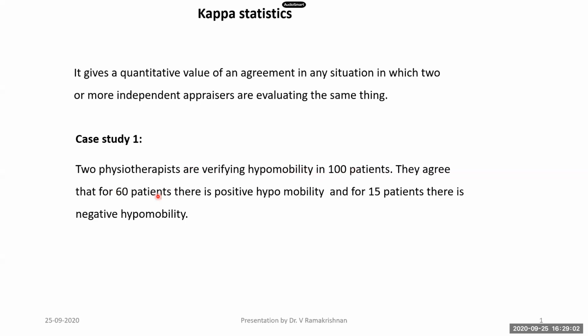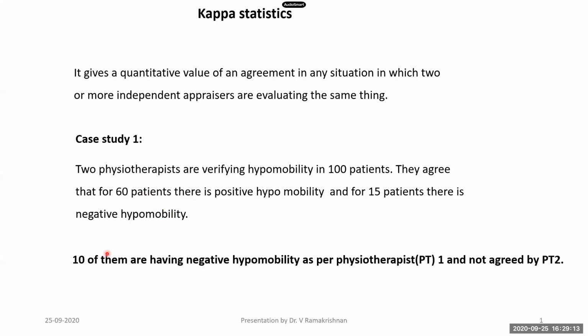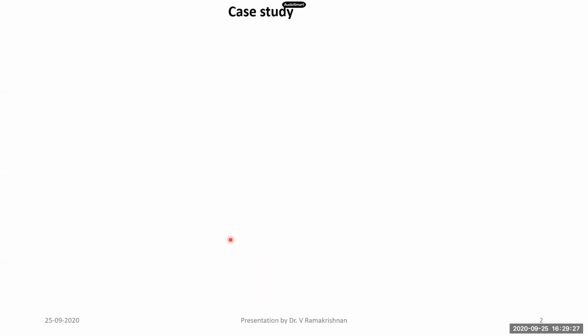They agree that for 60 patients there is a positive hypomobility and for 15 patients there is a negative hypomobility. So totally for 75 patients they are agreeing. And for 10 of them, physiotherapist 1, that is PT1, says they are having negative hypomobility, and it is not agreed by PT2. Physiotherapist 2 says that they are having positive hypomobility. Let us see how to solve this case.